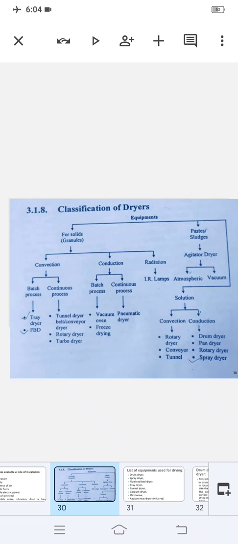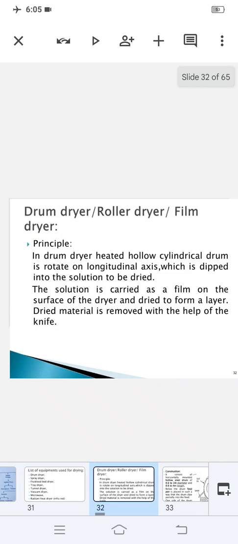Commonly used equipments for the drying process are drum dryer, spray dryer, FBD, tray dryer, tunnel dryer, vacuum dryer, microwave, radiant heat dryer, that is infrared, rotary dryer and freeze dryer. Now next, let us see about the drum dryer or roller dryer or film dryer.